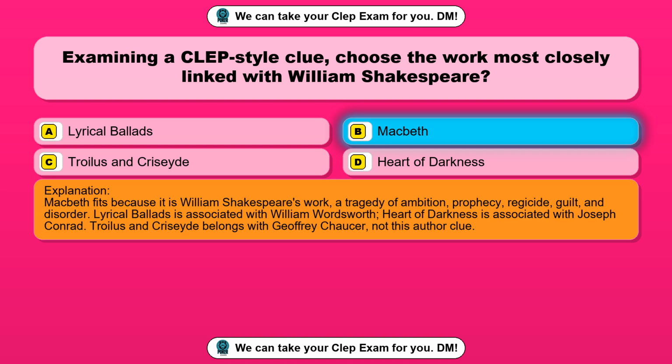Macbeth fits because it is William Shakespeare's work, a tragedy of ambition, prophecy, regicide, guilt, and disorder. Lyrical Ballads is associated with William Wordsworth, Heart of Darkness is associated with Joseph Conrad. Troilus and Criseyde belongs with Geoffrey Chaucer, not this author clue.